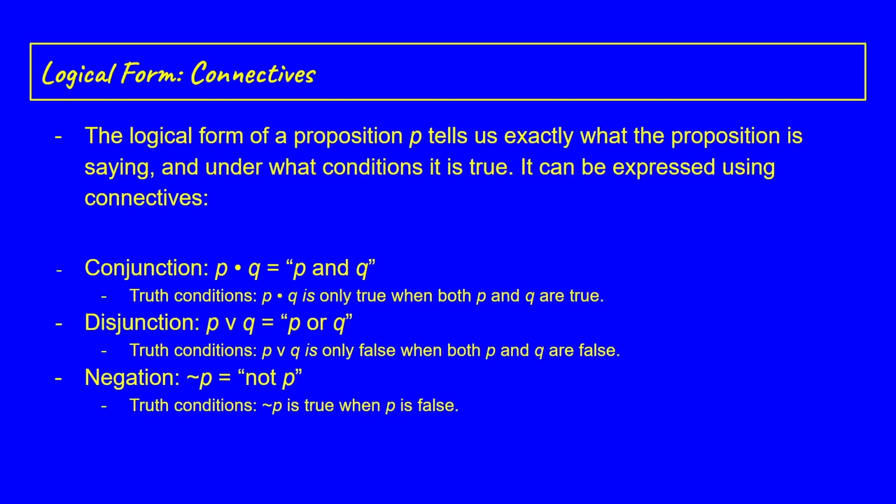Next is the disjunction, P wedge Q, or P or Q. The truth condition for this is that P wedge Q is only false when both P and Q are false. The next is negation, or tilde P, which essentially means not P. This is very obvious. The truth conditions: not P is true when P is false, and not P is false when P is true.